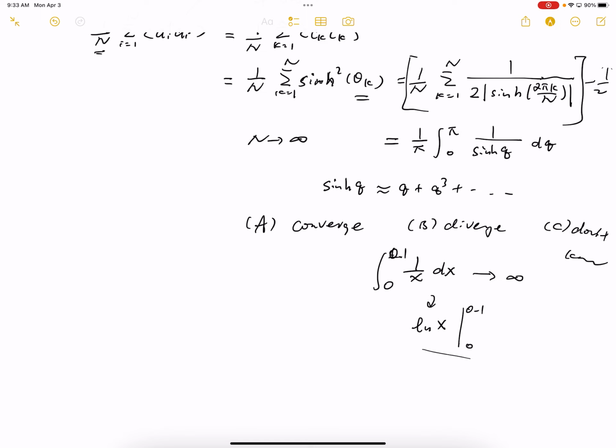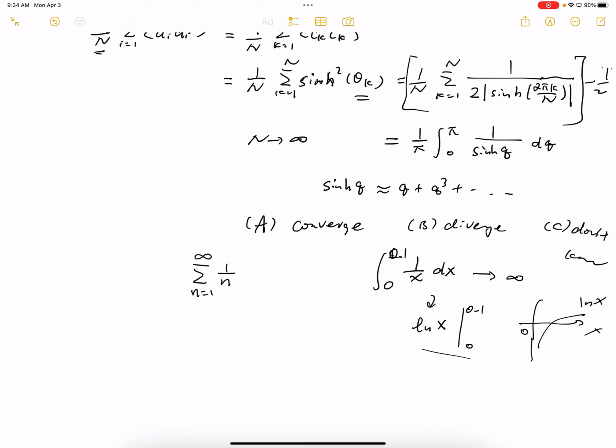The problem is that log 0 is actually infinity. If you look at the log function, it goes like this. This is log x. So log 0 is not defined, and this diverges. The other way to think about it is you're really just summing over the series 1 over n, when n goes from 1 to infinity. And we know this is a harmonic series: you're summing 1 plus 1 half plus 1 over 3, and that doesn't converge.